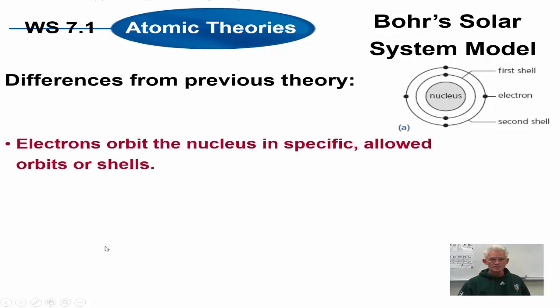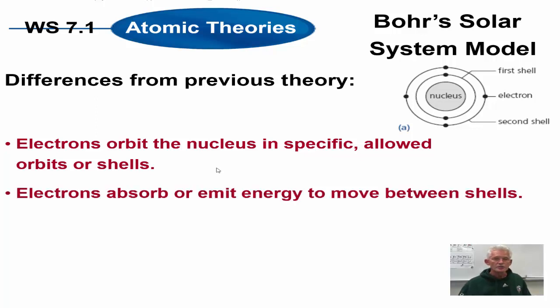But differences. Electrons orbit the nucleus in specific, allowed orbits or shells. When we say specific, we may be talking about probability here and clouds that you may find them in. But as you can see from the model, it does suggest that at any particular time, electrons can be found at certain energy levels. So electrons absorb or emit energy to move between shells. In this chapter, you will actually do flame tests and note various colors that are emitted by certain elements, and those elements have these unique colors when they are flamed because the electrons are moving from one shell to the next.